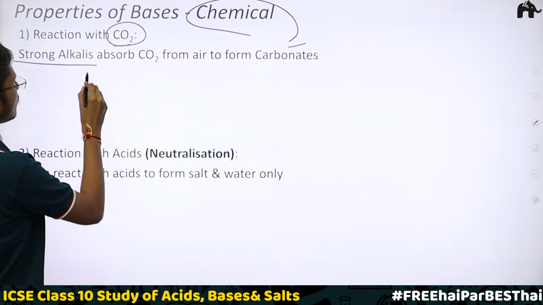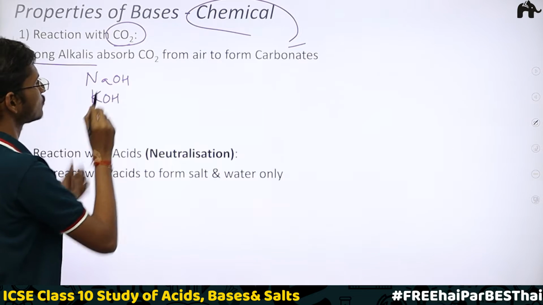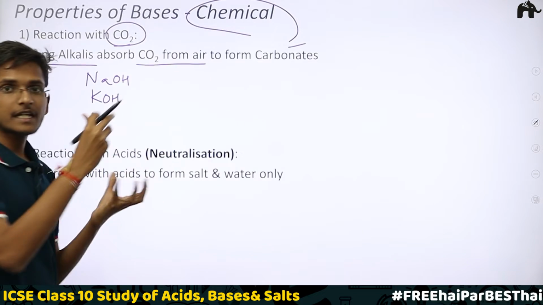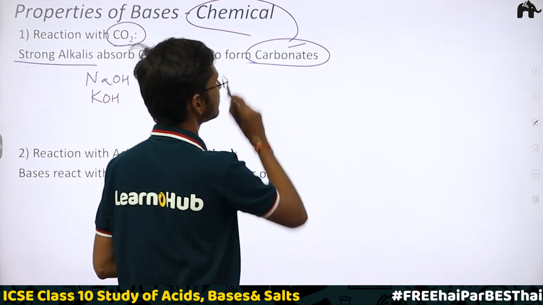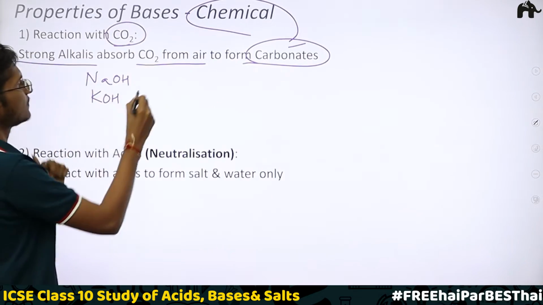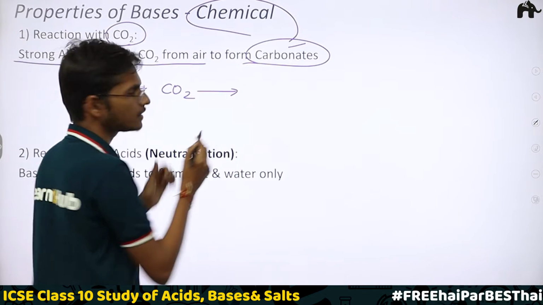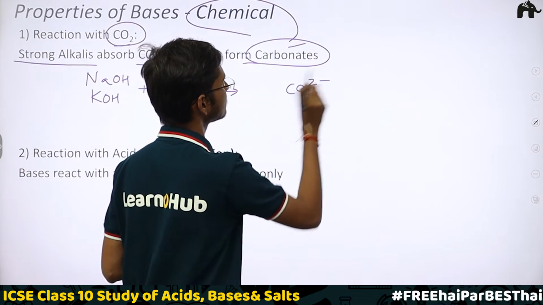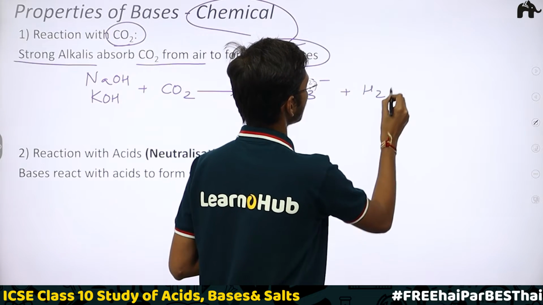Strong alkalis, now we know which are the strong alkalis: NaOH, KOH, right? These strong alkalis absorb carbon dioxide from the air, and they form carbonates. So what is the general reaction? Simply, strong alkalis absorb carbon dioxide from the air, they form carbonates. Now we know carbonates have the CO3 minus radical, correct? So they form carbonates and they simply form water.